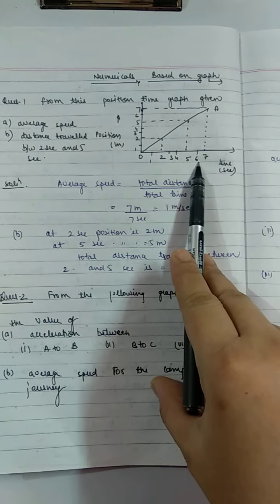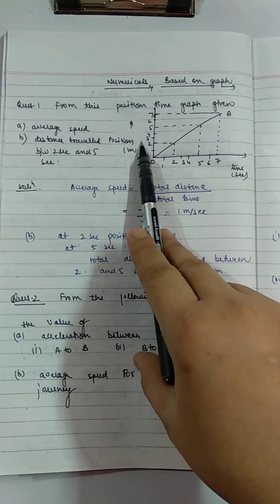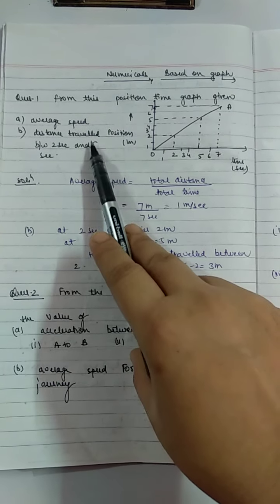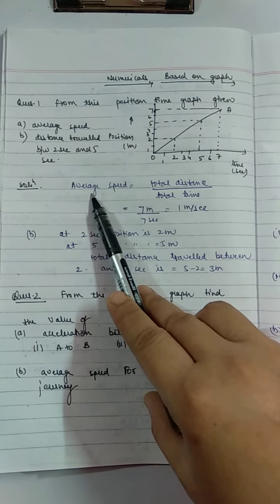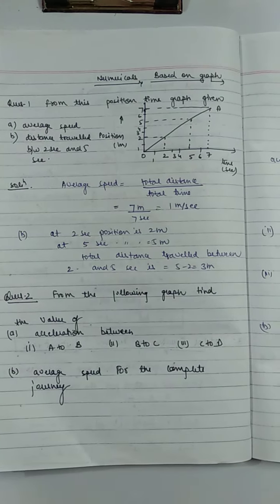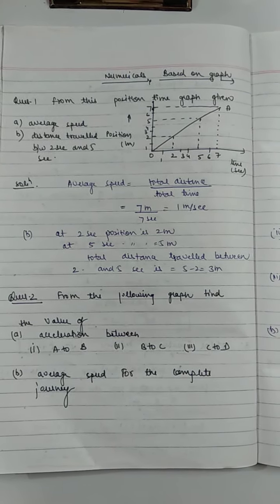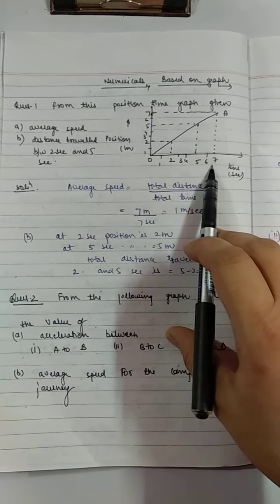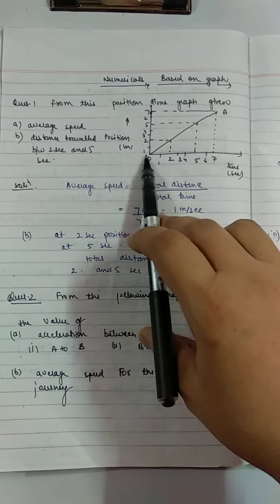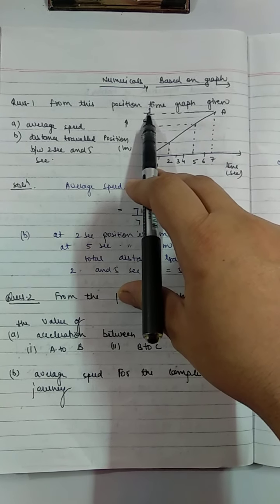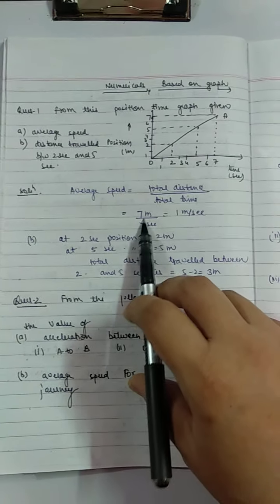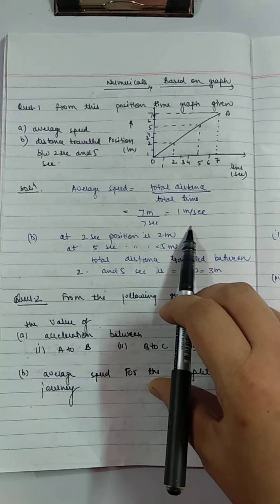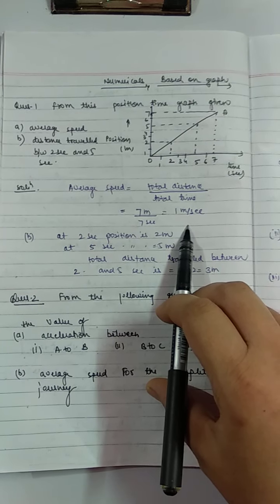On x-axis we have time, on y-axis we have position which is in meter. First we need to calculate what is the average speed. Recall the formula of average speed, which is equal to total distance covered upon total time taken. Our total time is 7 seconds and the total distance covered is equal to 7 meter. Put the values, we will get average speed is 1 meter per second.